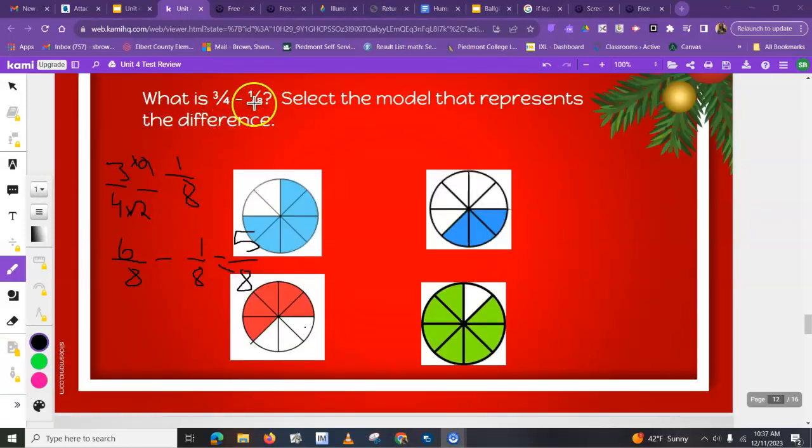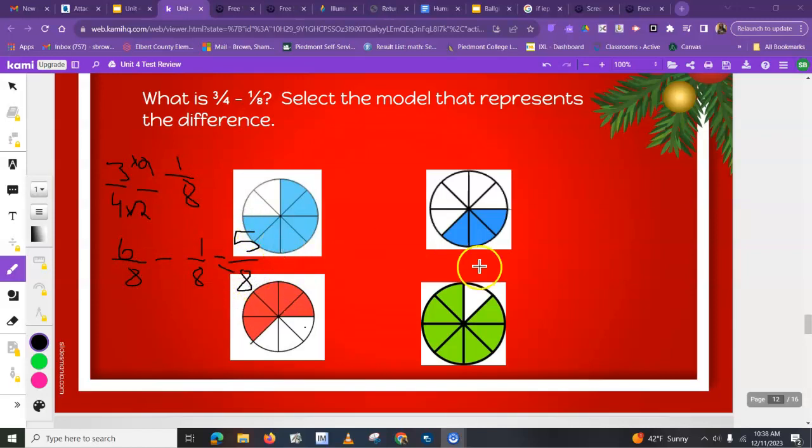What is 3/4 minus 1/8? Select the model that represents the difference. So I have to find my LCD. And between 4 and 8, my LCD is 8. So I have 8 here. And then to get 8 from this 4, I multiply it by 2. So I have to multiply the top by 2. 3 times 2 is 6. So this one is already over 8, so it'll stay there. So 6 minus 1 is 5, and 8 is still my denominator.